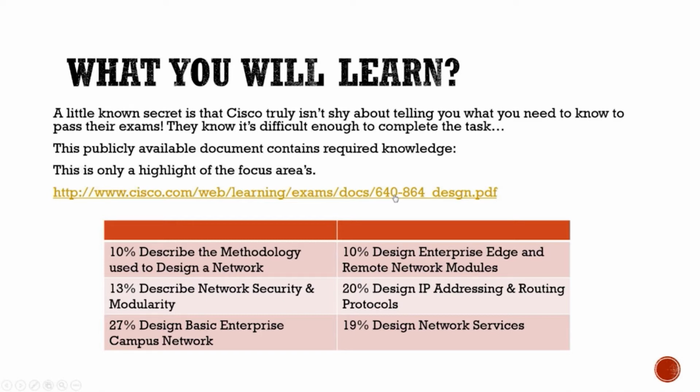is they give you a percentage of areas to focus on, basically, and say, if you're looking at this area, we're going to cover 10%, describe the methodology used to design a network. 13%, describe network security and modularity. 27%, design basic enterprise campus network. So that gives us some feel for where they put their focus in the particular exam. And of course, this has changed. It's 20%, design IP addressing and routing protocols.